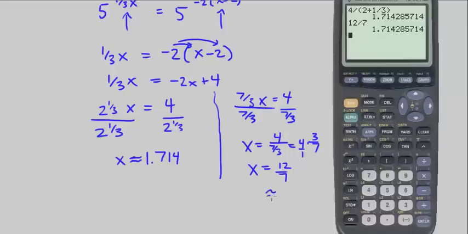So that's approximately 1.714285714, right? But approximately there, exactly equals there. So either one is okay, acceptable here. And we are done with CPM Precalculus Chapter 2, number 160.